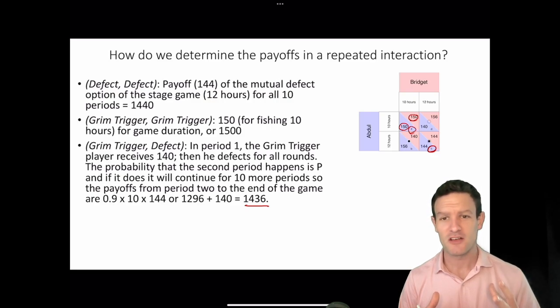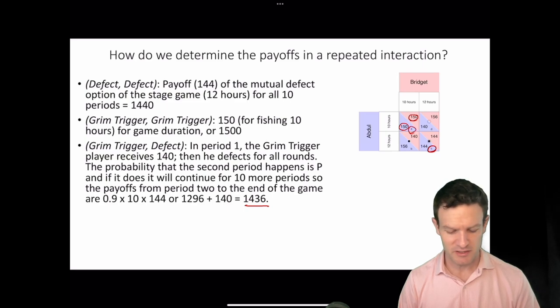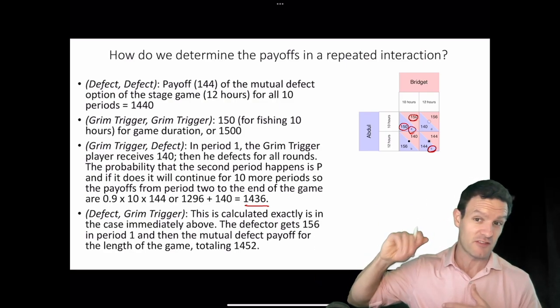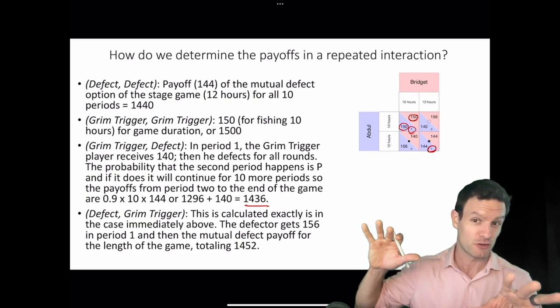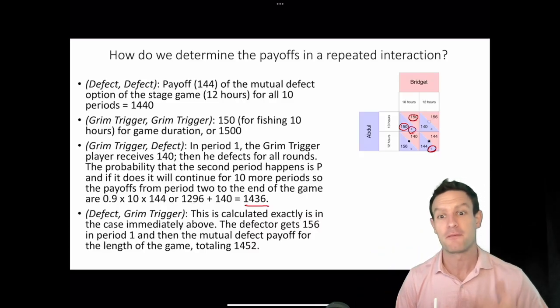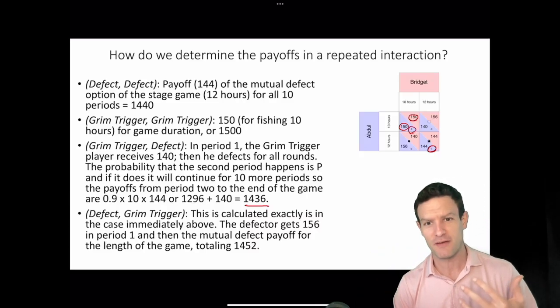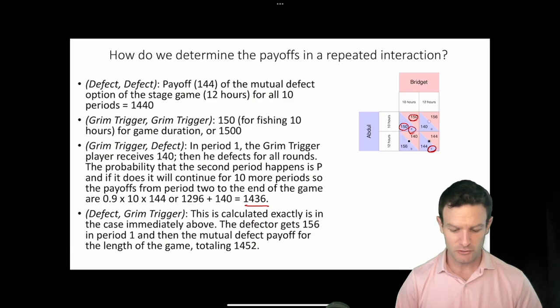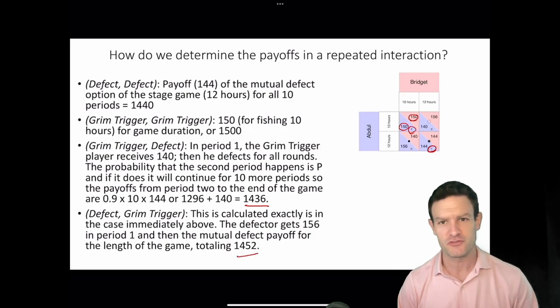Okay, so that's 1,436. All right, now the next thing that we want to think about is defect versus Grim Trigger. So if you're on the other side of that equation, you've defected, the other person's played Grim Trigger. In the first round, you got the high payoff of when you defect and they're cooperating. So you're getting the 156 in the first round. But then every subsequent period, you get 144. As a result, your total payoff is 1,452.